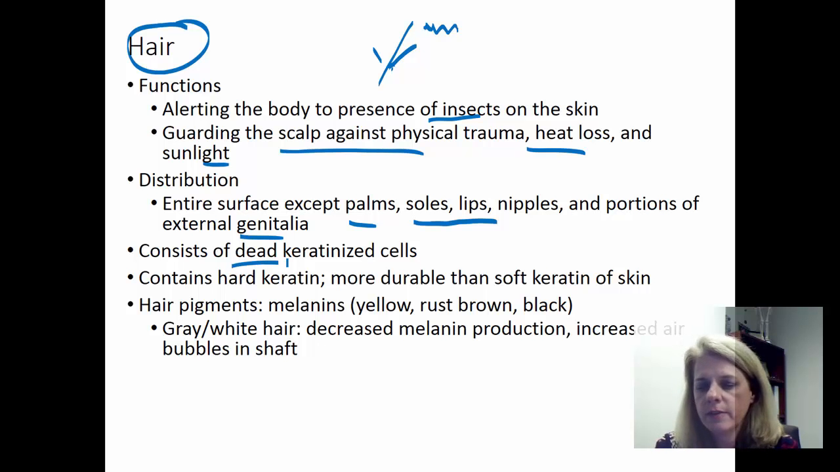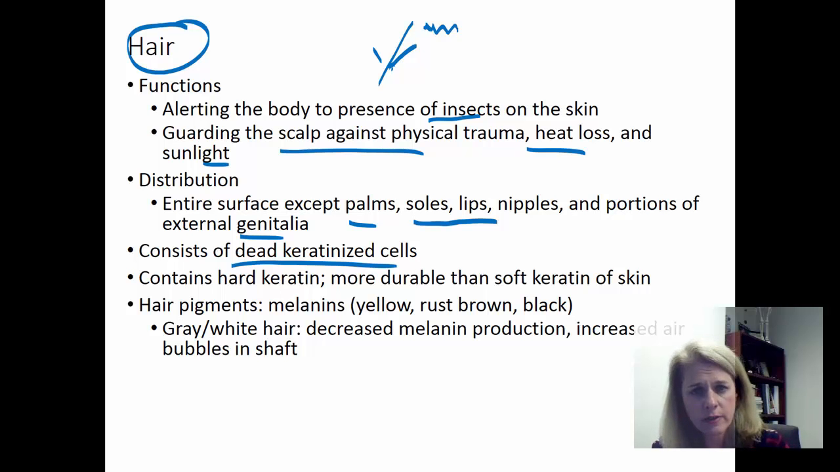Hair is just a bunch of dead keratinized cells kind of glued together. And it's a little harder than the keratin that you find in your skin. It's more durable than the keratin in your skin, because hair can last forever. You can grow your hair for years, and it's much more durable than your skin.